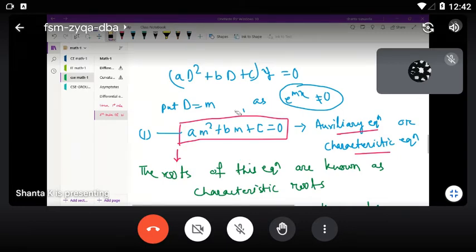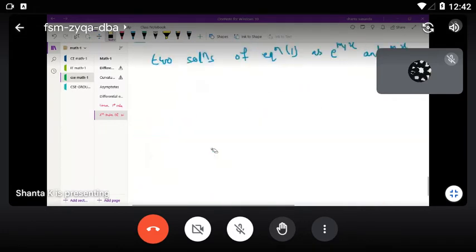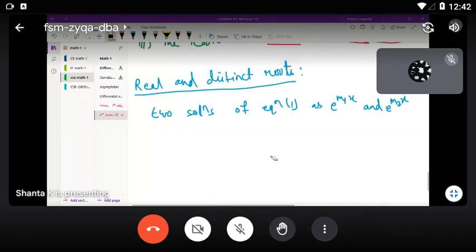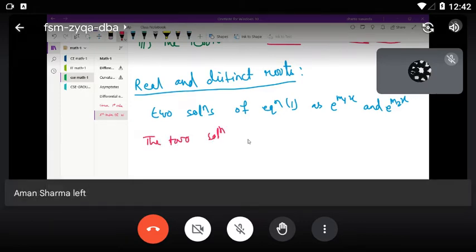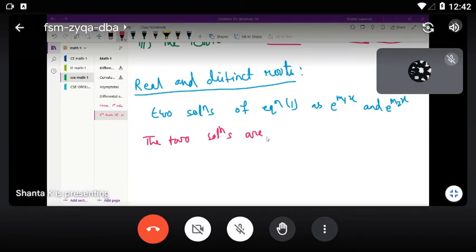So we have these two roots, and the solutions can be of this form, e power m1x and e power m2x. Now the two solutions are linearly independent, as m1 and m2 are not equal, on any interval I.